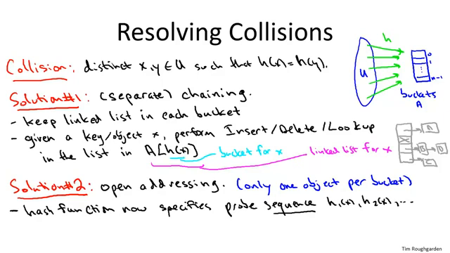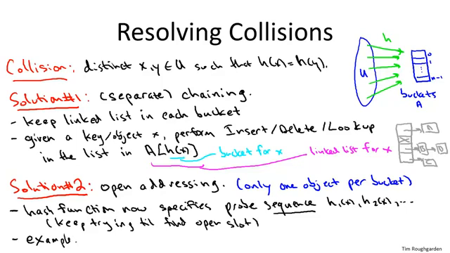So there's various strategies for trying to figure out the probe sequence. One strategy is if you fail in, say, bucket number 17, which is where the hash function tells you to go first, you just try bucket number 18, then 19, then 20, then 21, and so on, until you find your first open slot. So that's called linear probing. And another approach is double hashing.